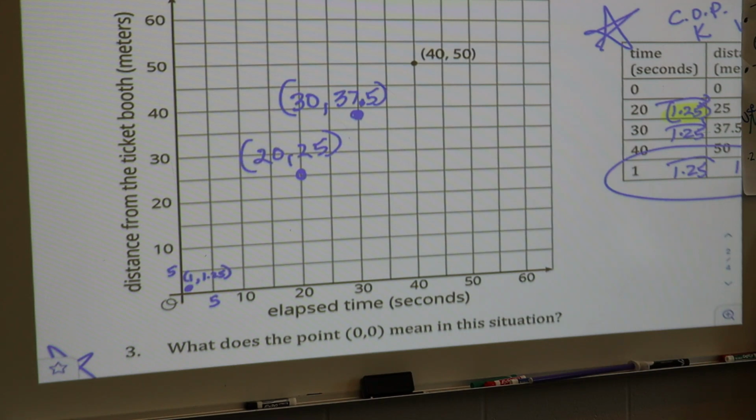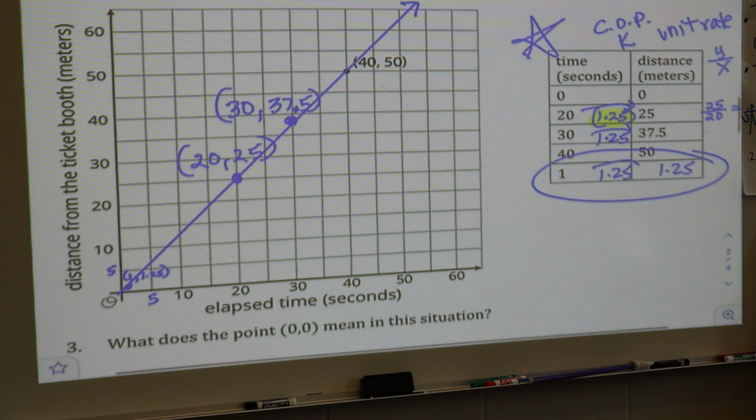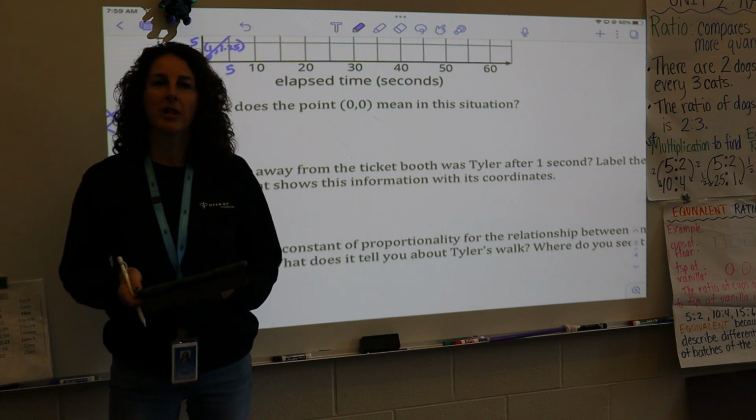Could we draw a line through these points, and would it be a straight line? Yes. And then I show that it's continuing with my arrow. Does it go through the origin? Yes. Is it proportional? Yes, because it has that constant unit rate every time you multiply across the row to get the distance. And yesterday we talked about discrete and continuous. Could we measure at 10.5 seconds, could we see his distance? Yes. So we would want to connect that line. It's a continuous graph. Let's jump down to number 3.